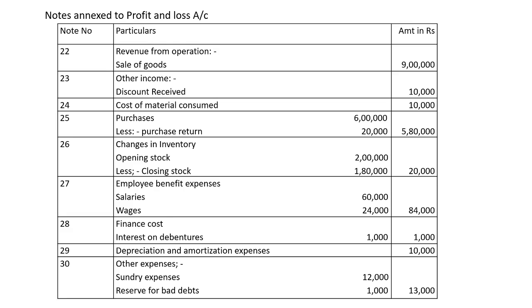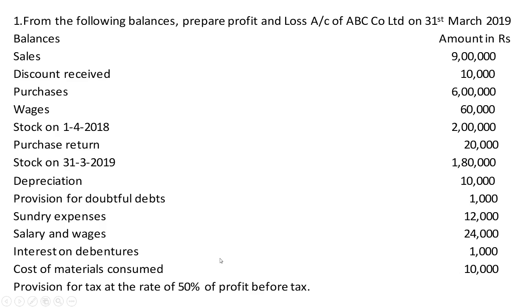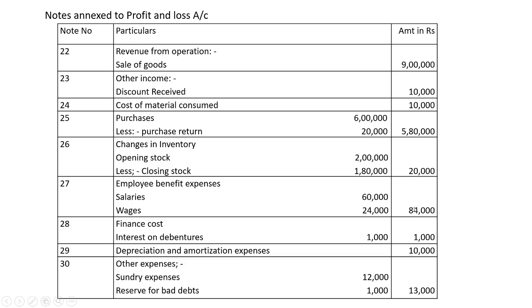Under finance cost, the interest component, that is, interest relating to our capital, we take here. Here there is interest on debentures, so interest on debentures 1,000. And depreciation and amortization expenses: here the depreciation is given directly as 10,000 rupees, so we have taken 10,000 rupees. And other expenses: here the sundry expenses 12,000 and reserve for bad debts 1,000. The total is 13,000.